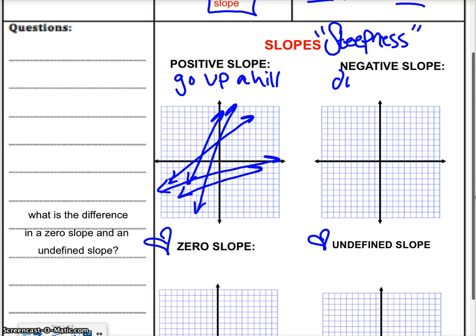Negative slope is anything that looks like you're going down a hill. That's our skiing examples. Here's a negative slope. Here's another negative slope. Let's make it steep, super steep. Anything that looks like you're going down a hill is a negative slope.